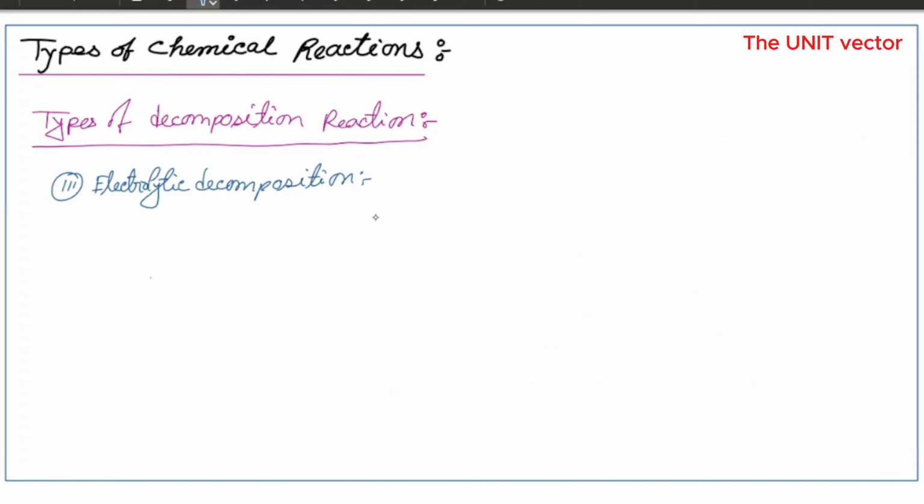Another decomposition is electrolytic decomposition. In electrolytic decomposition, electricity is needed to decompose. For example, when electricity is passed through water, then the water molecule breaks down into hydrogen and oxygen. So in this reaction, electricity is essential. When we pass electricity through water, it decomposes to hydrogen and oxygen molecules. This is the electrolytic decomposition.